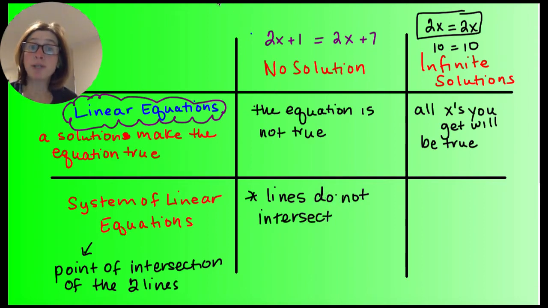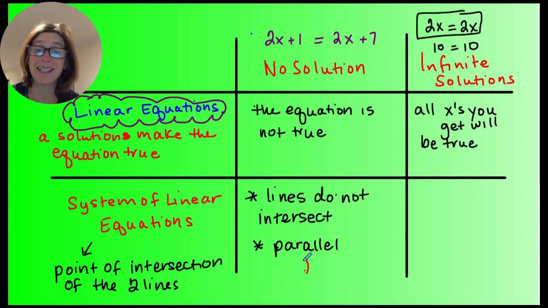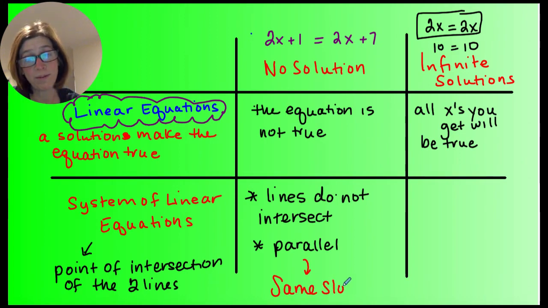Well, in geometry you learned that if lines don't intersect, it means that they are parallel. And the thing on this test that you really have to know is that if they're parallel lines, they have the same slope. So the slopes have to be equal to each other. So you can set the slopes equal if you're looking for different values.